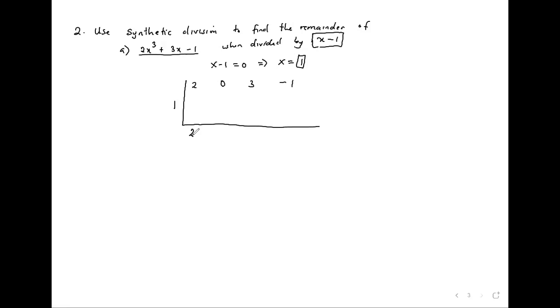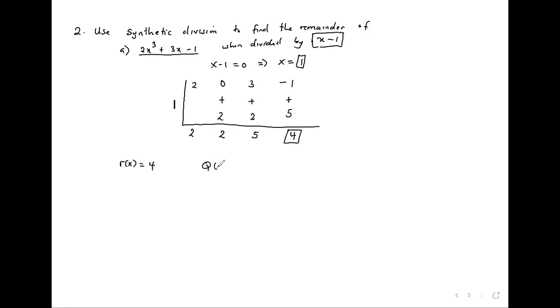So drop the first number down, then you multiply this 1 by 2, you get 2, and then add 0 plus 2, we get 2. Multiply again 1 by 2, you get 2. Then add 3 plus 2, we get 5. Multiply 1 by 5, we get 5. Then add -1 plus 5, we get 4. This means that since the question is asking us to find the remainder, it will be the last number here. So the remainder in this case is 4.